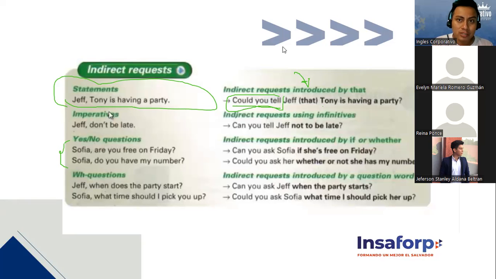Let's think about just no questions, and then we can come up with some examples. First of all, I will say, write it directly, right? And then you want to convert it into direct form. The direct form is, are you free on Friday? In this case, are you free on Friday? But then since you're not asking Sophia, you're asking somebody else, it changes.